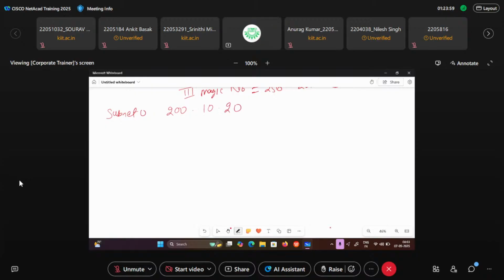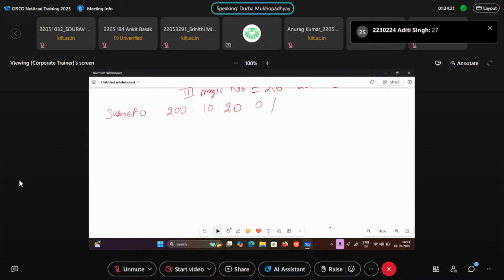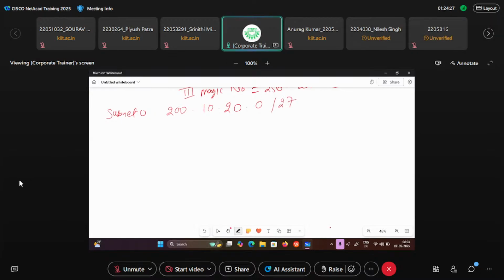200.10.20.0. That was my first network ID of the given IP, right? What is the new subnet mask I got, as per the requirement of the hosts and the network? The new CIDR value? Slash 27. Okay. Now, this is my first subnet, subnet 0.